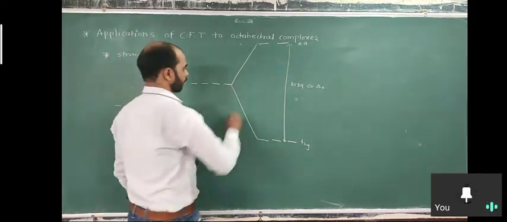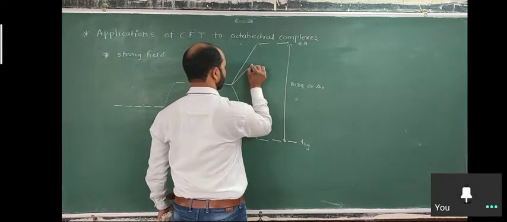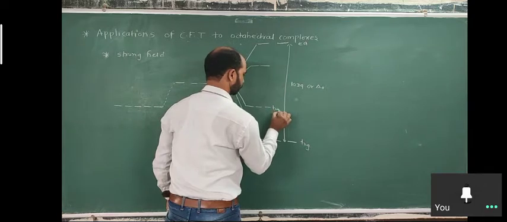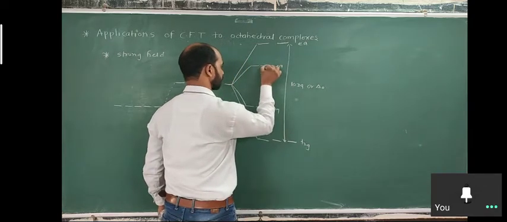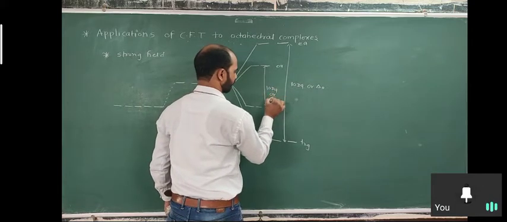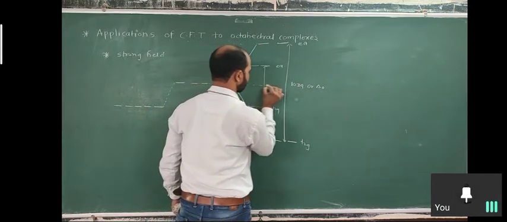Strong field ligand. And suppose we consider this type of 10 Dq value. Here again is the 10 Dq value, or delta naught. Again it is the barycenter.